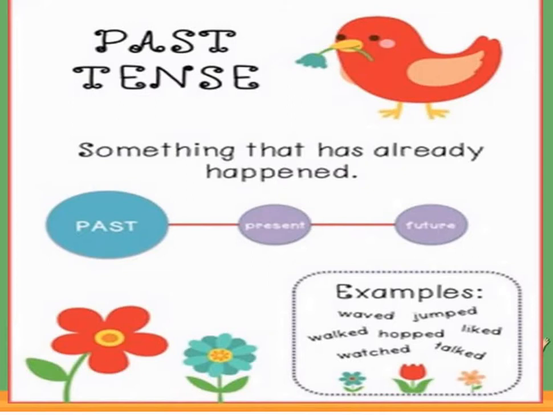Let's proceed to the past tense verbs. Past tense verbs refer to actions or events in the past. They can be regular verbs that simply end with an ED. For example, waved, jumped, walked, hopped, liked, watched, and talked. Observe the following verbs. All of them end with ED. Again, what is the meaning of past tense verbs? Yes, it means these verbs are already done.